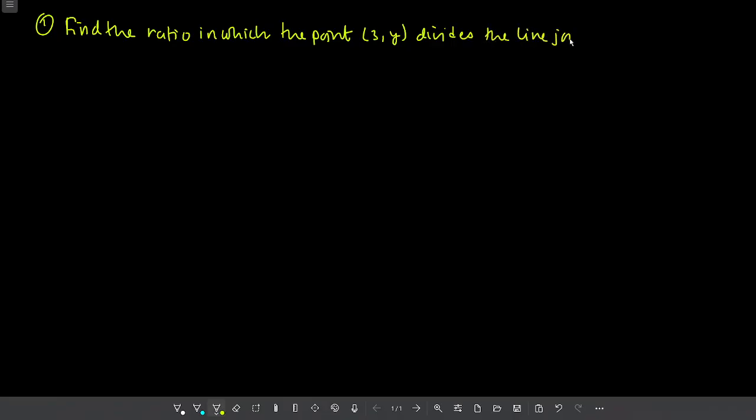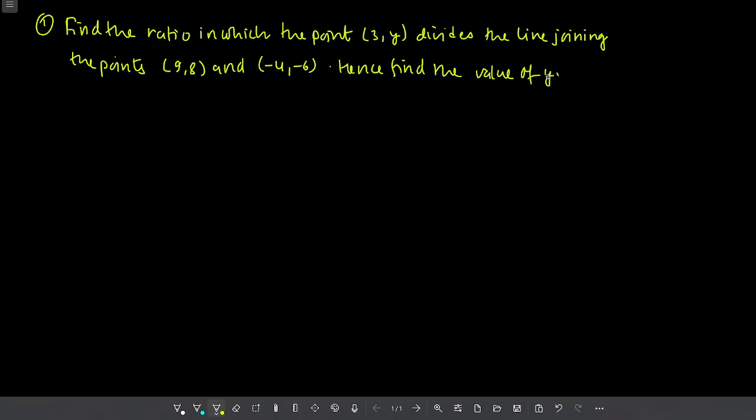Okay, the question is: find the ratio in which the point 3 comma y divides the line joining the points 9 comma 8 and minus 4 comma minus 6, and hence find the value of y. Okay, this is our question.